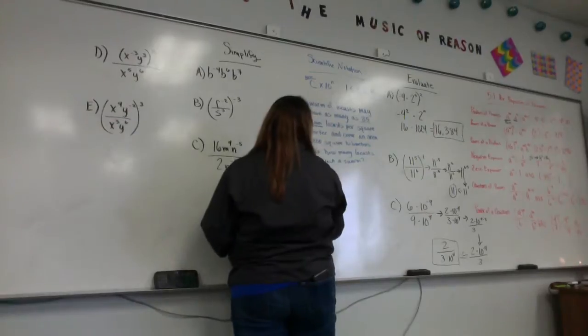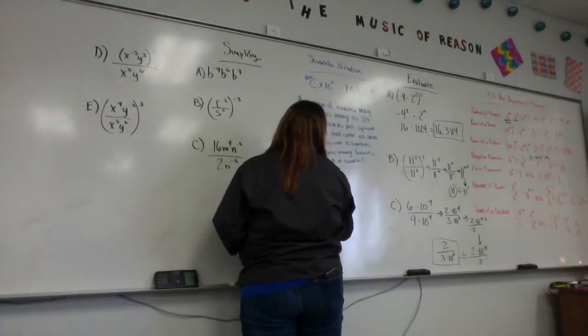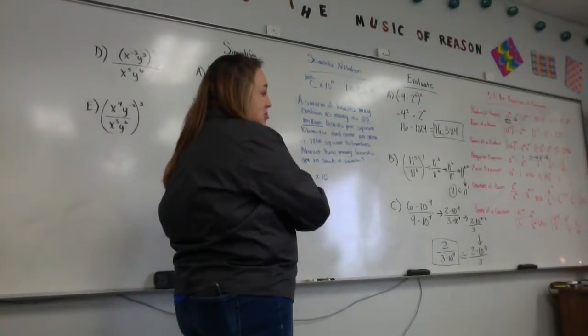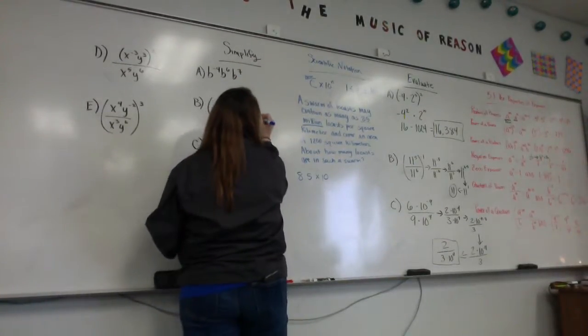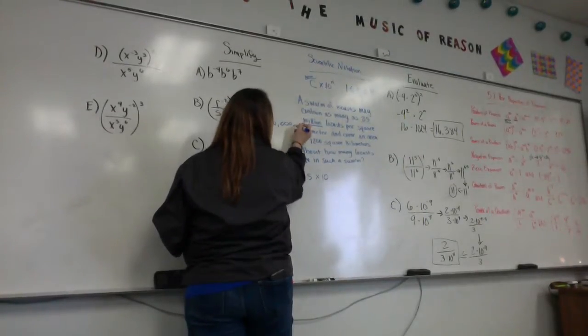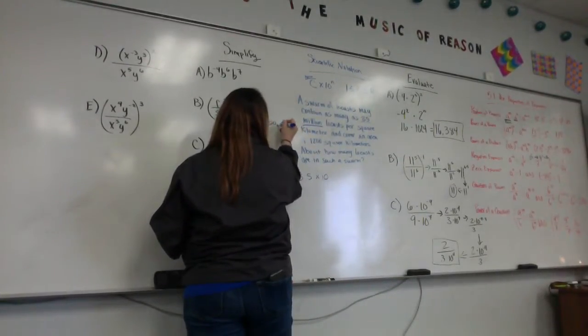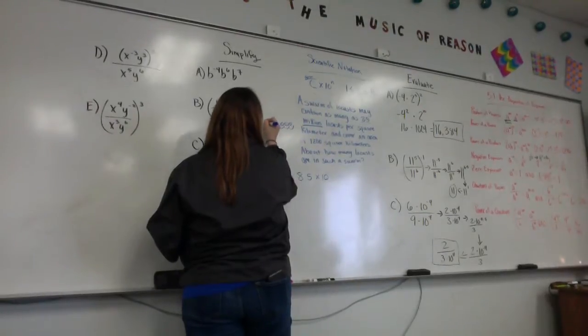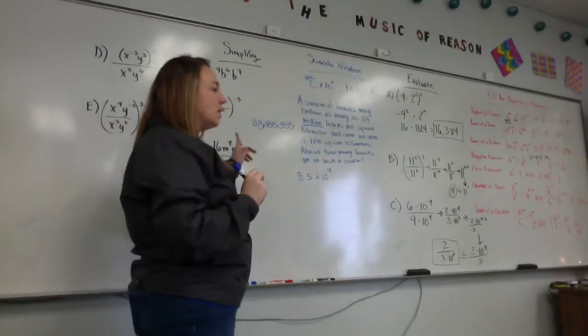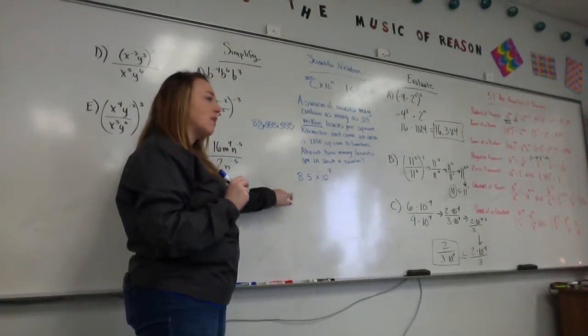85 million. If I'm doing 8.5, what am I multiplying by? 10 to what power? 6 or 5? Look, 85 million. So I moved my decimal 1, 2, 3, 4, 5, 6, 7. Do you understand how we got that? 8.5 times 10 to the 7th.